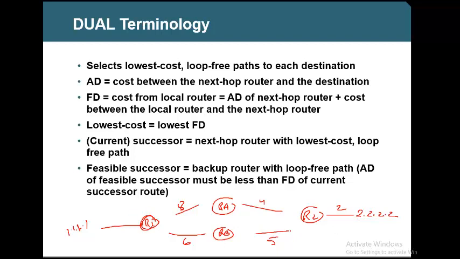Now, what is the advertised distance to reach 2222 via router A? For router 1, to go via router A, what is the advertised distance? 14. Then what is the feasible distance? If advertised distance is 14, what is feasible distance?